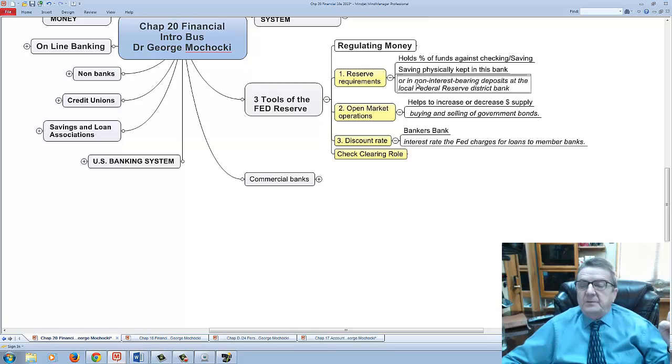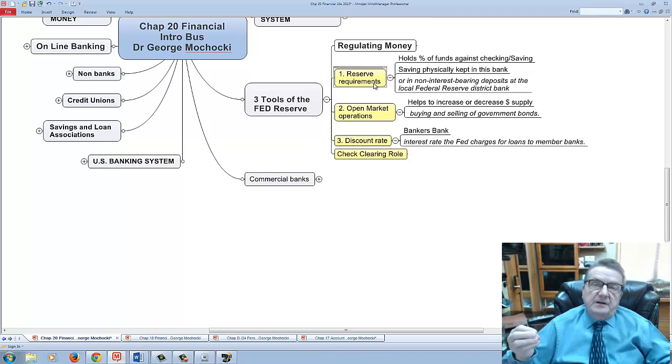Or physically kept in a bank or in a non-interest bearing deposit at the local Federal Reserve. So if the Federal Reserve wants to pull money out of the economy, they raise the reserve requirement. So for every dollar I have in checking or savings, they say you have to have 10 cents, or 10%, in as a reserve requirement. So that 10% I can't give out to lending or anything else. I just have to maintain it, so it maintains my cash flow and solvency.